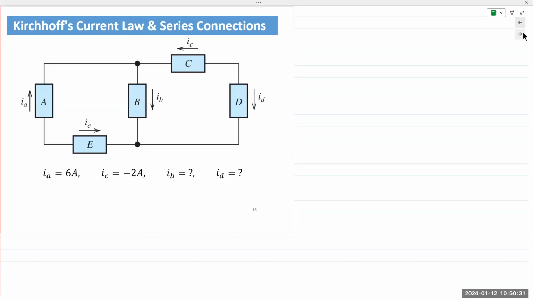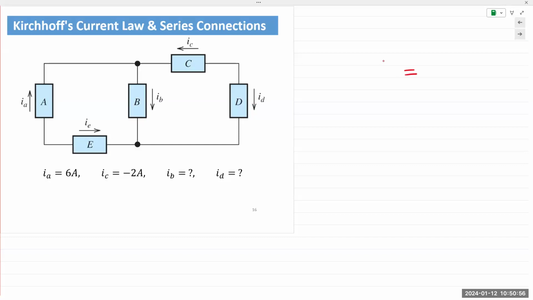So the way I apply KCL is basically, I take an equation and I look at the junction or the node. All the currents that are entering the node, I put on the left-hand side of the equation, and all the currents that are leaving the node, I put on the right-hand side of the equation. And that's it, balances out.